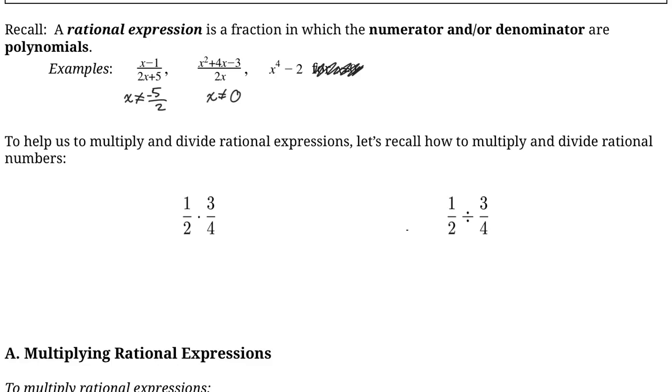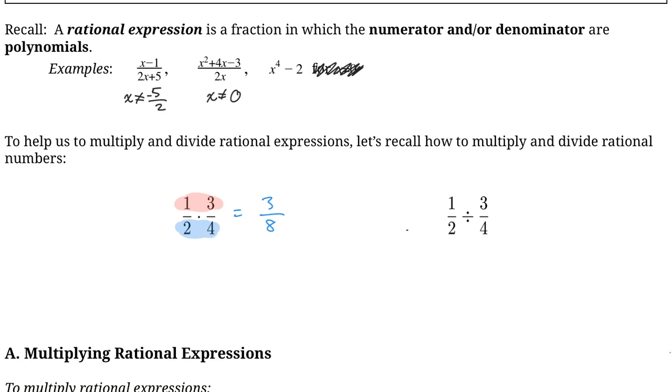So if we're going to multiply rational expressions, we need to recall how to multiply rational numbers. So the rule when multiplying rational numbers, or in other words fractions, is that we multiply the numerators together and then the denominators together. So that would equal 3 over 8.